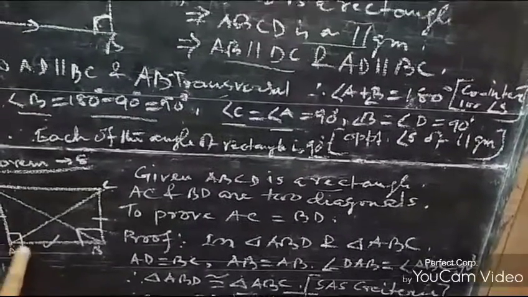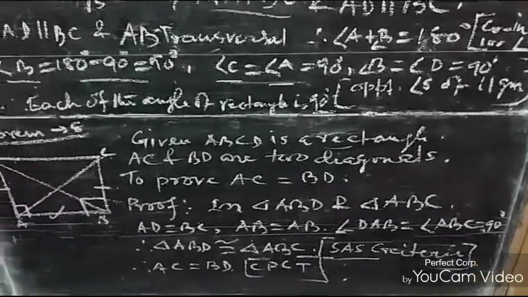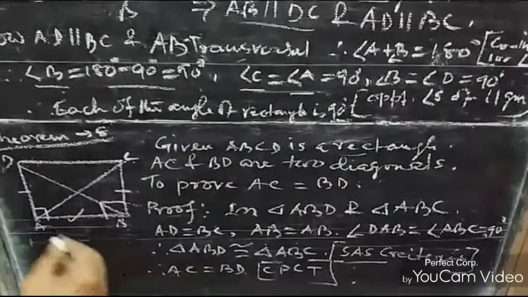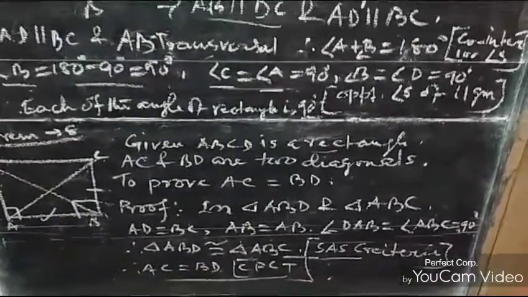So the side, angle, side criterion, SAS, is met here. So we can say that AC equals BD, by CPCT.